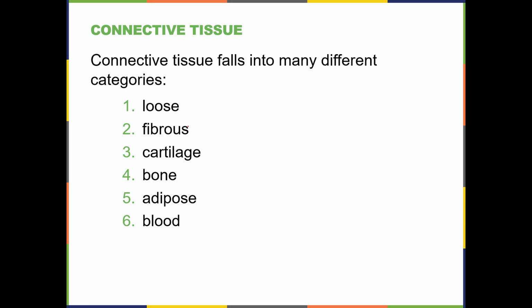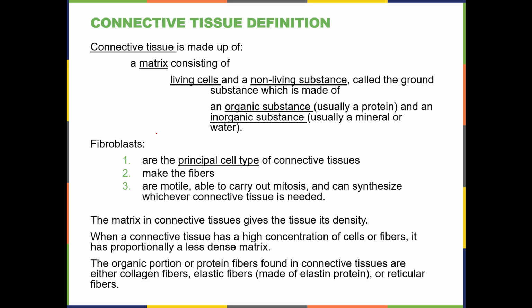But there is a general definition for connective tissue. Now you probably recognize some of these. Blood, adipose fat, bone, and cartilage you probably recognize. Loose and fibrous, that gets down into some of the detail. So here's the definition, which is kind of complicated, but you're going to memorize the underlying parts, I guess.